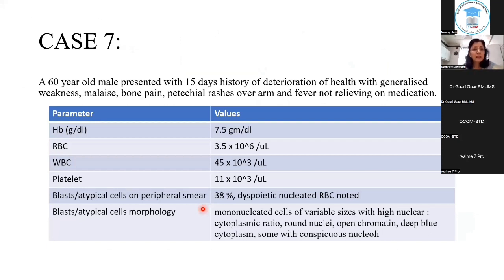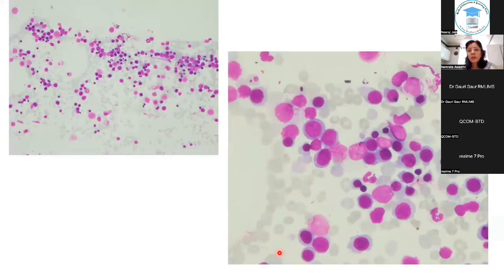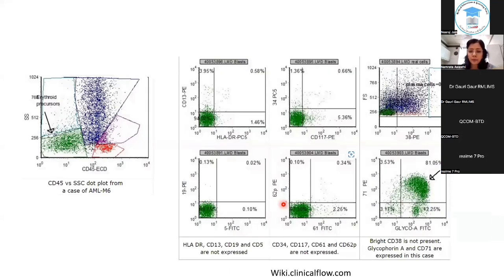This is the 7th case, a 60-year-old male with a 15-day history of deterioration of health with generalized weakness, bone pain, and petechial rashes. WBC was elevated, and there were 38% blast-like cells, and dysplastic nucleated RBCs were noted. This is how the bone marrow looked like: sheets of erythroid precursors predominantly comprising pronormoblasts. This case has been picked up from the clinical flow, and this is not my case.